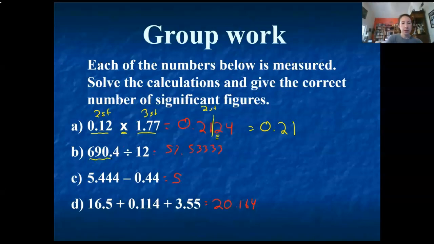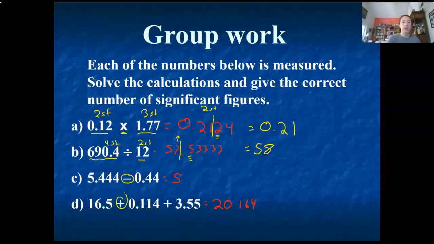All right, let's look at B. This one has 4 sig figs. This one has 2 sig figs. That means my answer can only have 2. Well, I'm going to keep those 2, right? This is a 5. This 5 says I have to round my 7 up. So when I do this, I get 58.